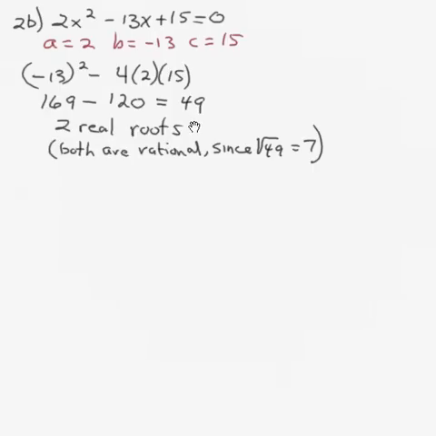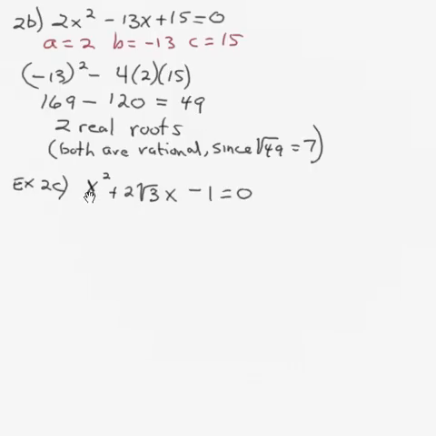Our book likes to go on further when we have real roots and ask the question, well, are they going to be rational or irrational? And so I do need to know that this number is more than just positive. I need to know what it is. 49 happens to be a perfect square. Remember, the radicand was under a square root sign. If we took the square root of 49, we would end up with 7, so we would end up with 2 real roots, and it would be rational numbers. Now, if this was a number like 47, it would be 2 real roots, and they would be irrational, since the square root of 47 cannot be simplified.